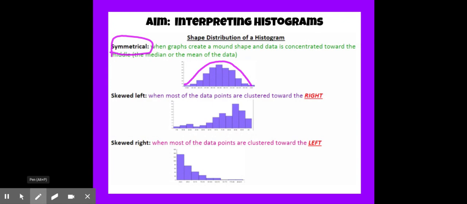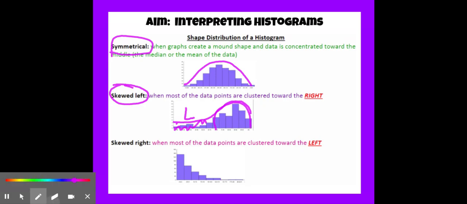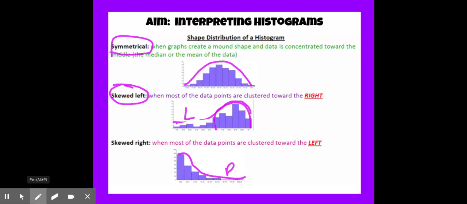That's considered symmetrical. Now, if you draw this, if we kind of draw a loop, this one has a tail here on the left-hand side. And that's why we call this skewed left, because that's telling us this data over here is throwing the mound of data off. Not that you should erase that, but that's why it's skewed, because that data to the left is throwing it off. And then this one is skewed right because our tail is over here to the right.